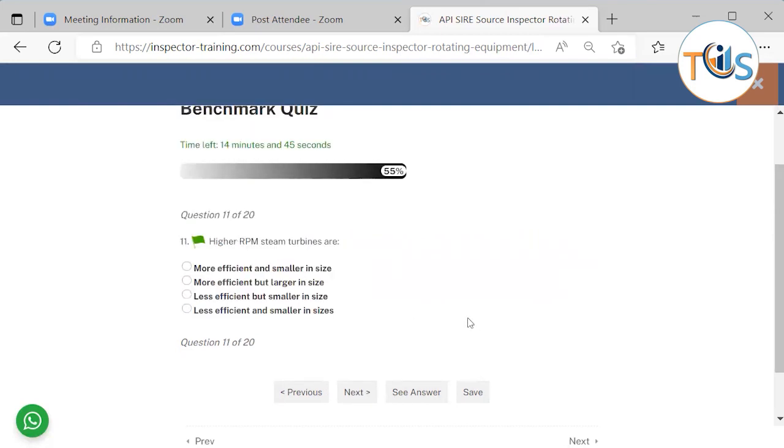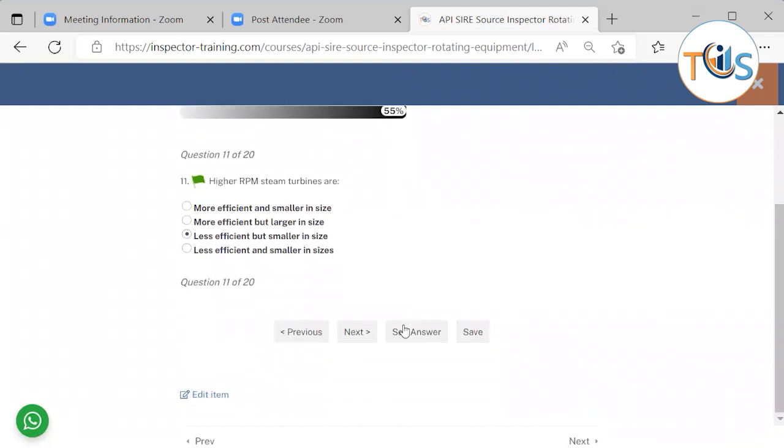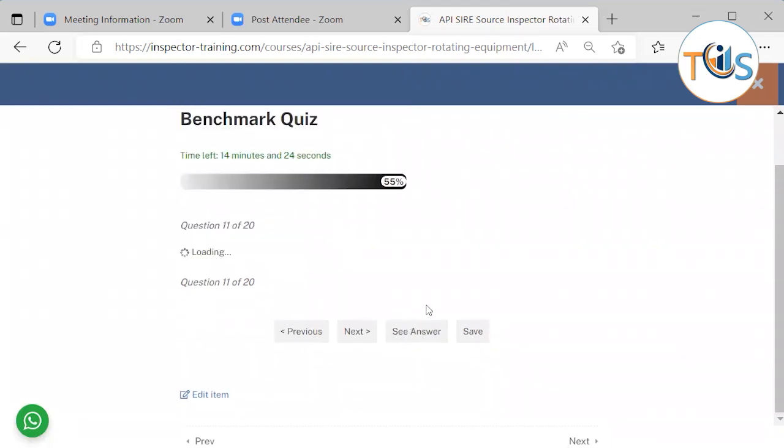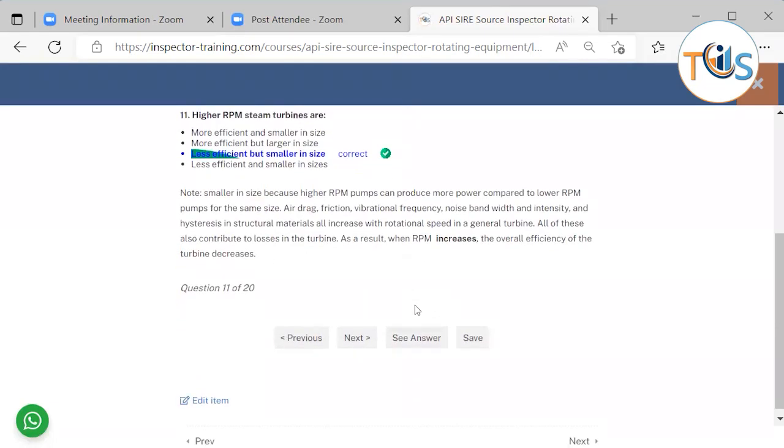Higher RPM steam turbines are more efficient, less efficient but smaller in size. I think this is the correct answer. Let's see. So naturally, if the RPM goes up, it can produce more power, and then you get a smaller size.